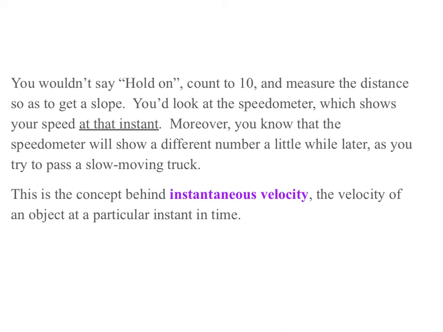Moreover, you know the speedometer will show a different number a little while later as you try to pass a slow-moving truck. This is the concept behind instantaneous velocity, the velocity of an object at a particular instant in time. Keep in mind, in English, the word instantaneous just means really, really, really quick. But here we're talking about truly instantaneous, truly an instant in time. You can see how the English usage came out of this, but we should be careful here that we're not talking about just really quick or really high speed. We're saying, what is your velocity at some actual moment in time?